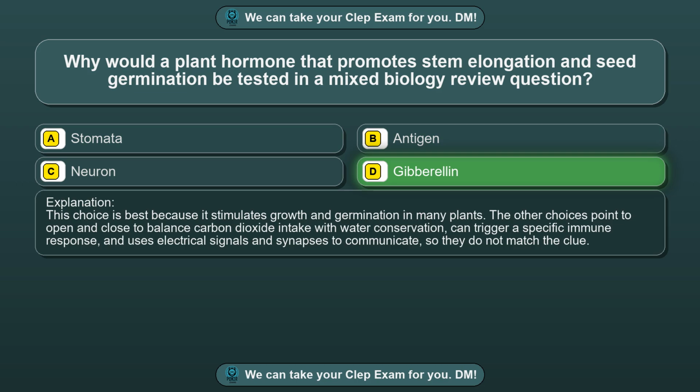This choice is best because it stimulates growth and germination in many plants. The other choices point to open and close to balance carbon dioxide intake with water conservation, can trigger a specific immune response, and uses electrical signals and synapses to communicate, so they do not match the clue.